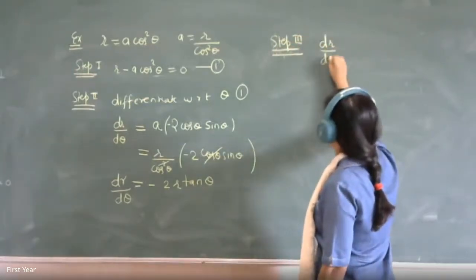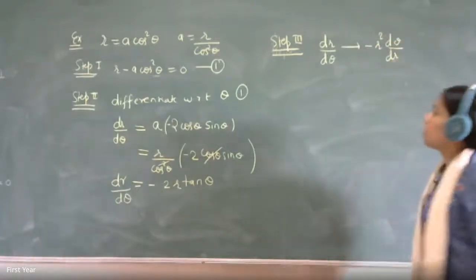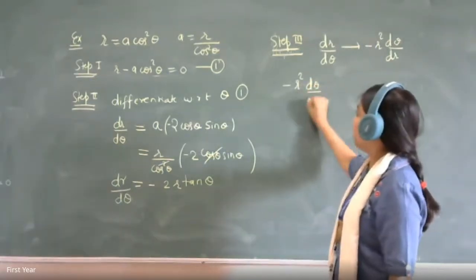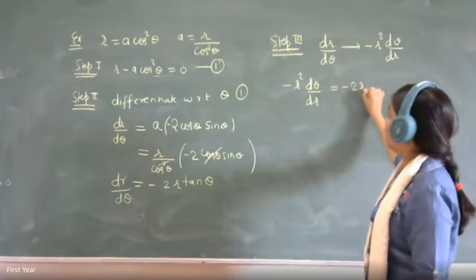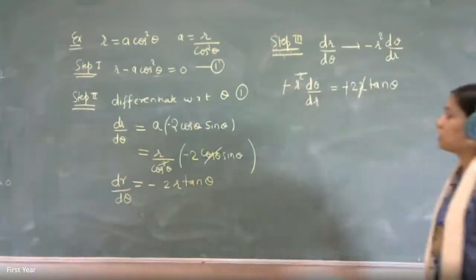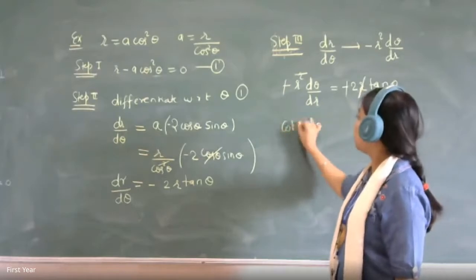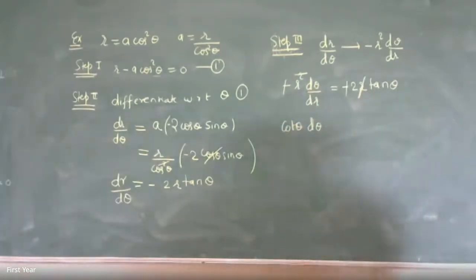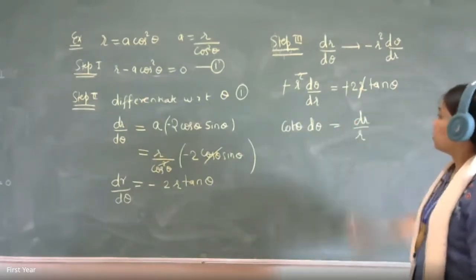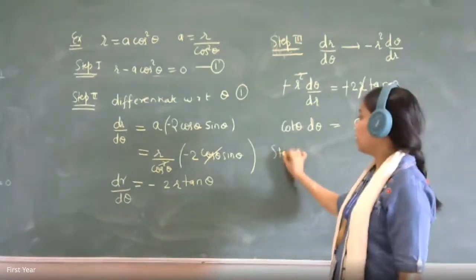dr by d theta by minus r square d theta by dr. So you get minus r square d theta by dr is equal to minus 2 r tan theta. So 1 r will get cancelled, the negative sign will get cancelled, and you will get cot theta d theta is equal to 2 dr upon r, since tan theta goes to the other side as 1 by tan, which is cot. That is the differential equation. Is this okay?